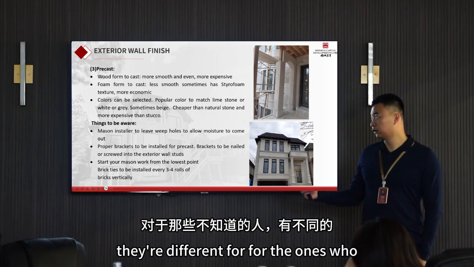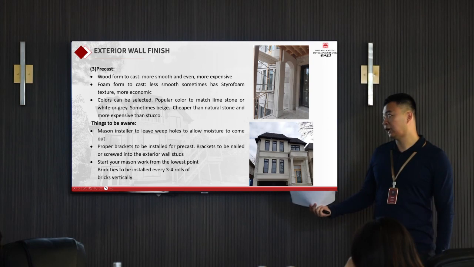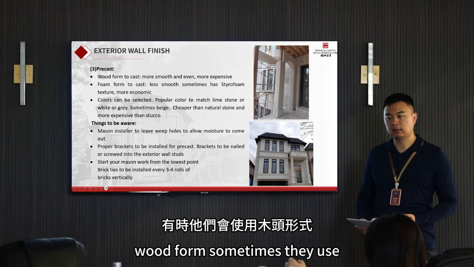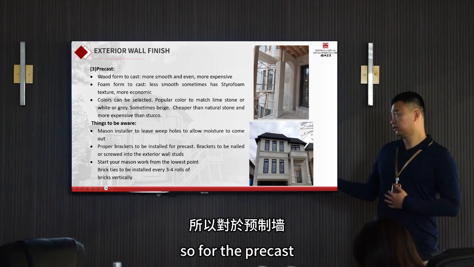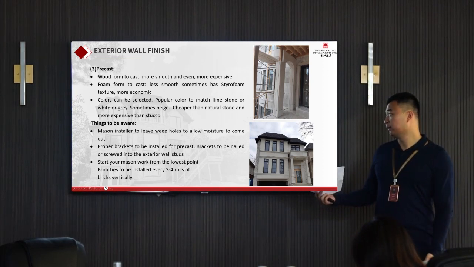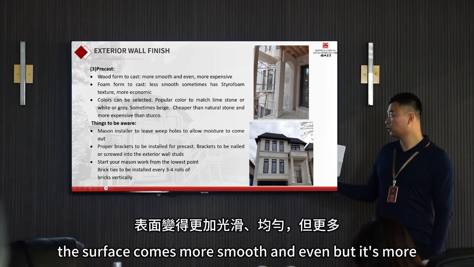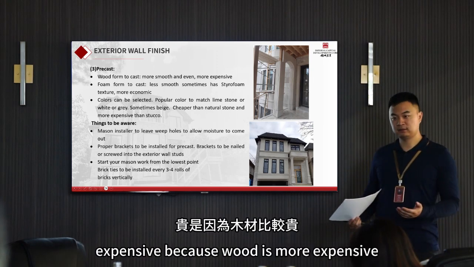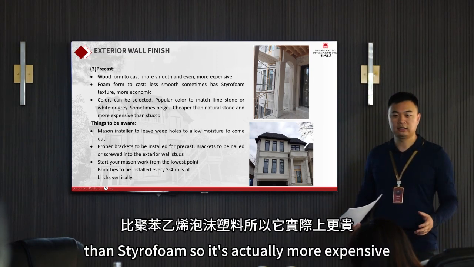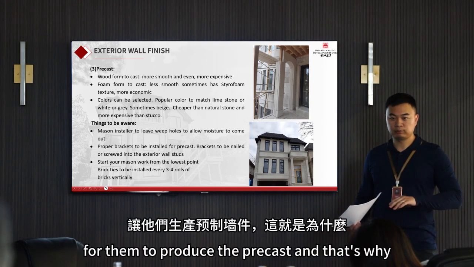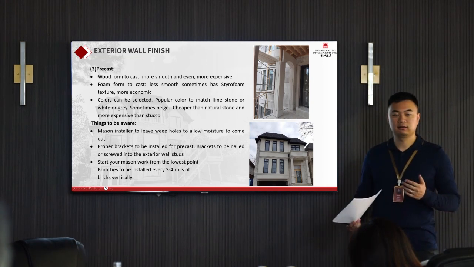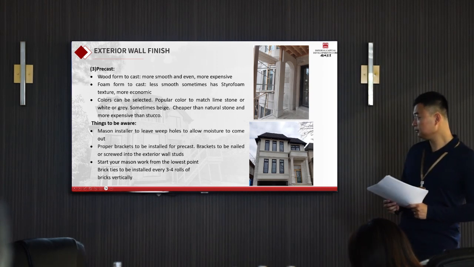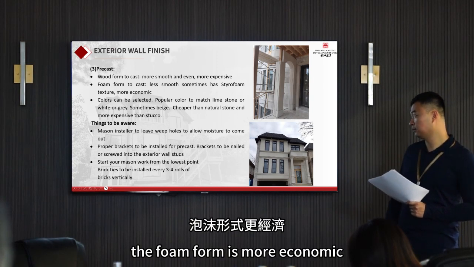For the ones who don't know, there are different ways to cast precast. These precast manufacturers, sometimes they use wood form, sometimes they use foam form. For the ones that use wood form, the surface comes out more smooth and even, but it's more expensive because wood is more expensive than styrofoam. So it's actually more expensive for them to produce the precast, and that's why their price tends to be more expensive than the ones who use the foam form. But foam form is more economic.